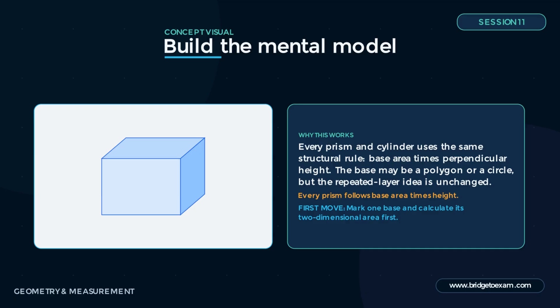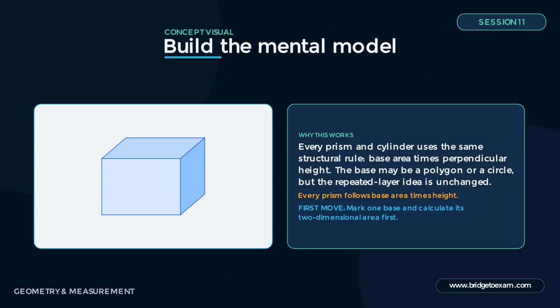Every prism and cylinder uses the same structural rule, base area times perpendicular height. The base may be a polygon or a circle, but the repeated layer idea is unchanged. Draw or imagine a cross-section and decide whether you are filling the solid or covering it. This separates cubic volume from square surface area.